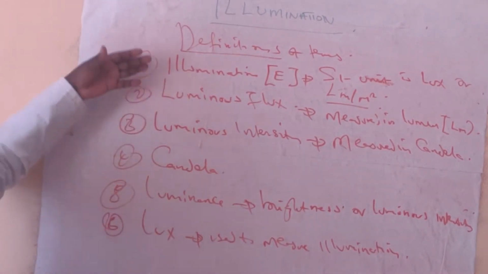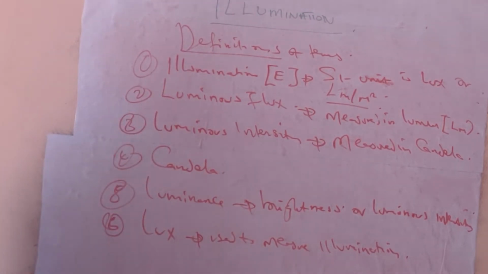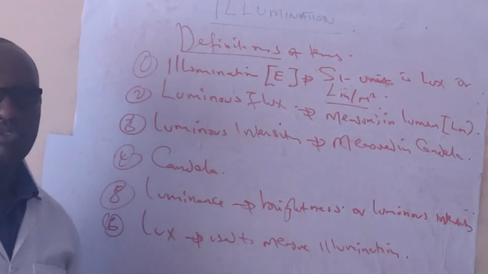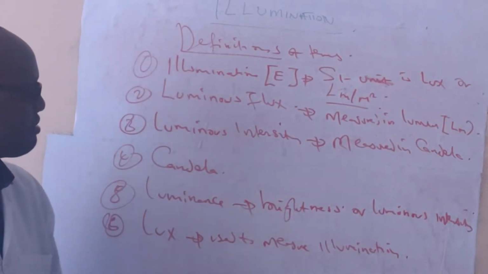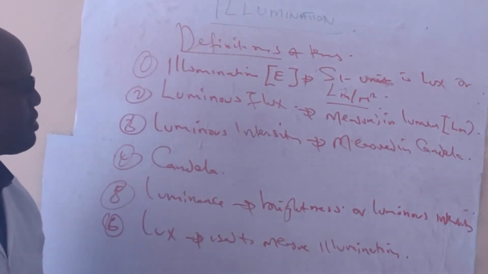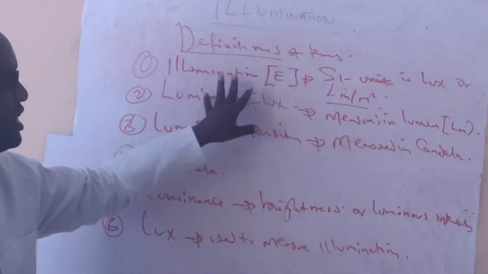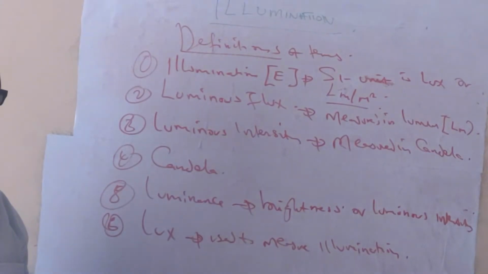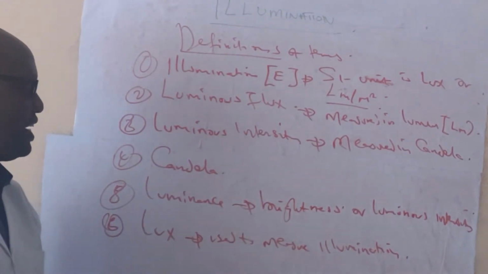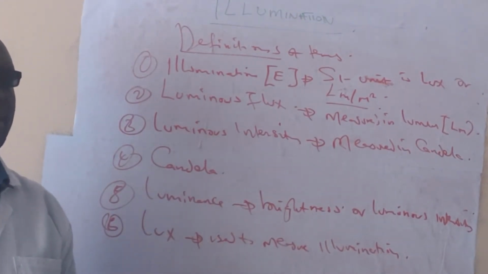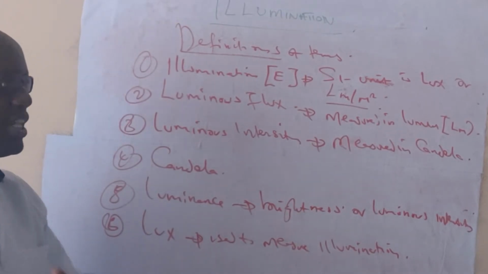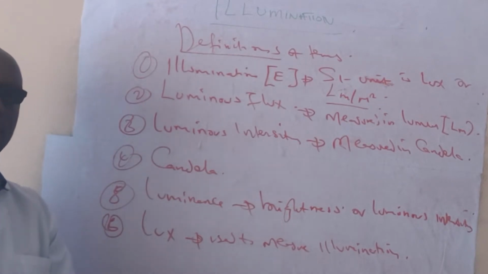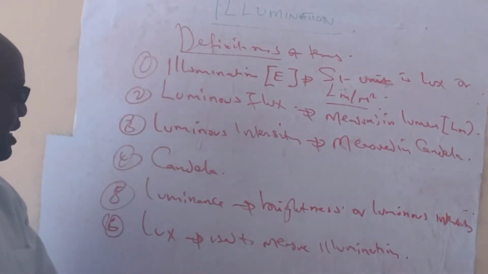So we've got these terms, which in most cases you are required to know for the purposes of exams. In most of the exams, when you are doing illumination, you are asked to define these terms and to give them in the SI unit. So we've got illumination, luminous intensity, luminous flux, the candela, the luminance, and the lux.